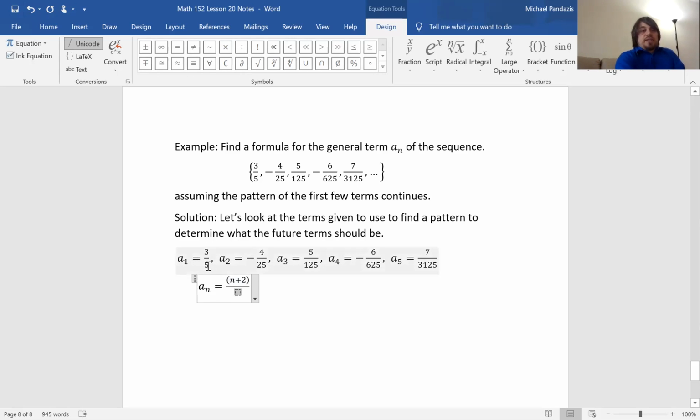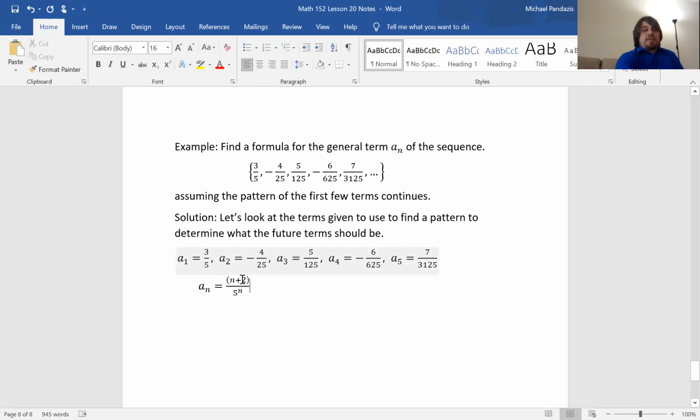Now for the denominator, the first denominator is 5, the second denominator is 25, the third denominator is 125, the fourth denominator is 625, and the fifth one is 3,125. The large terms you might not notice, but you might be able to tell quickly that these are powers of 5, right? 5 is 5 to the first, 25 is 5 squared, 125 is 5 cubed, 625 is 5 to the fourth, and 3,125 is 5 to the fifth. And so the nth term has as its denominator 5 to the nth power. Okay, so the denominator is 5 to the nth power, 5 to the first, 5 squared, 5 cubed, 5 to the fourth, 5 to the fifth.